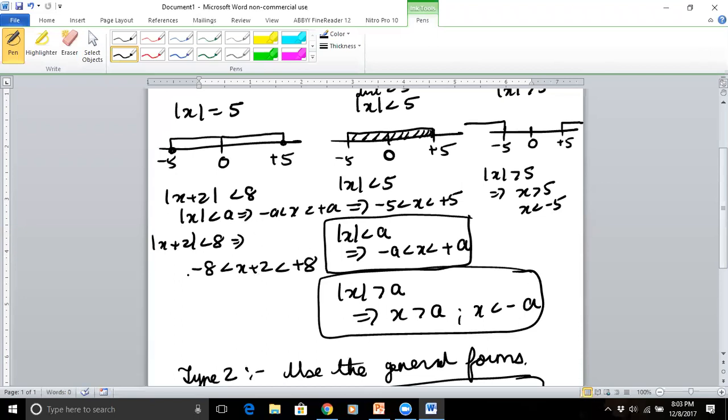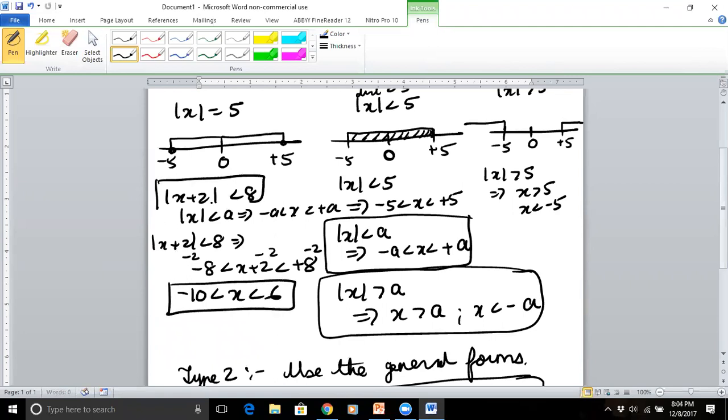So remember, when you get an inequality, you always try to solve for the variable. So I need to isolate the variable. I can do so by subtracting 2 throughout, because you can always add or subtract any quantity on both sides of an inequality, or on all sides of an inequality, provided the inequality sign remains the same. So this is minus 10 less than x less than 6. That would be the solution to this modulus.